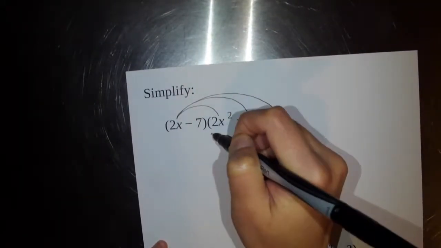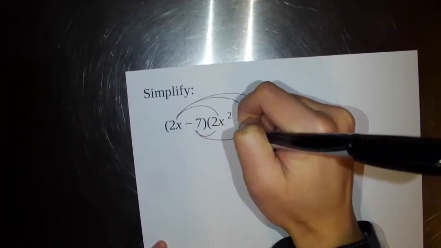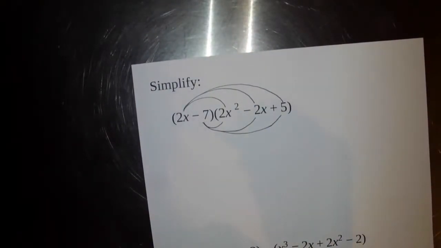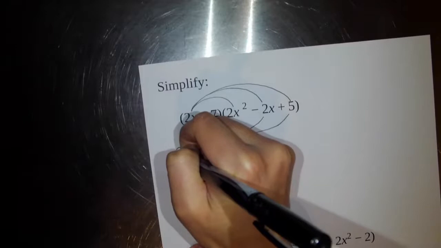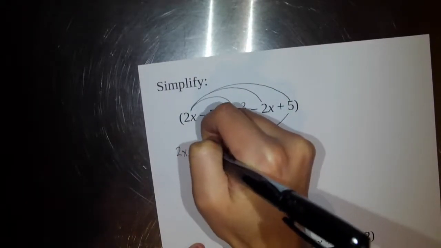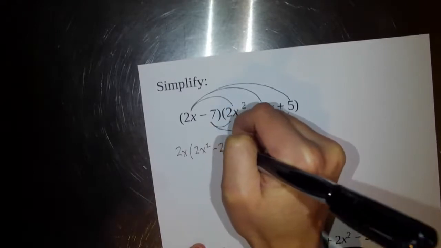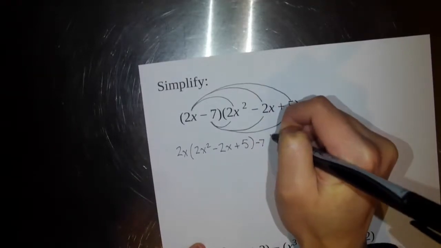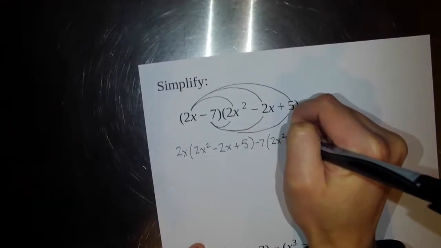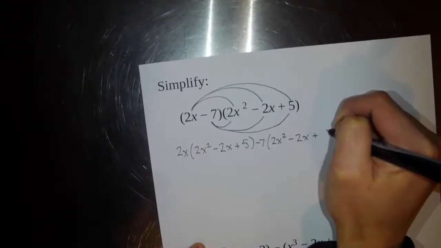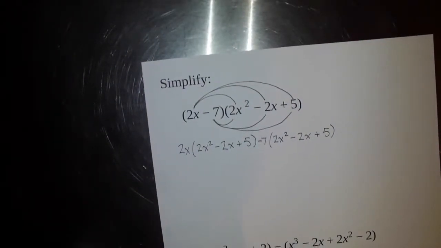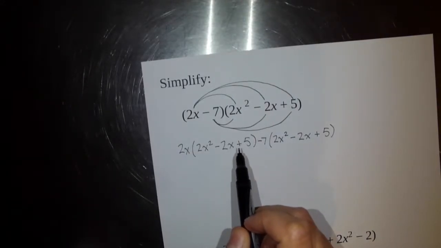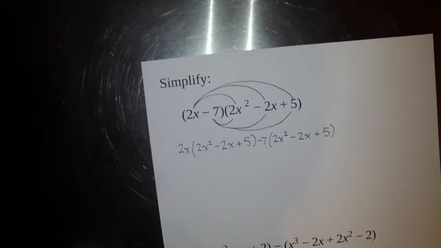this and then distributing -7 to each term using lines like this. Or another way to write this, I like to write it out. So I have 2x times 2x squared minus 2x plus 5, and then -7 times 2x squared minus 2x plus 5. Okay, this is just another way to write it out. I'm essentially doing the same thing. I'm distributing 2x into this expression and then the -7 into that same expression.